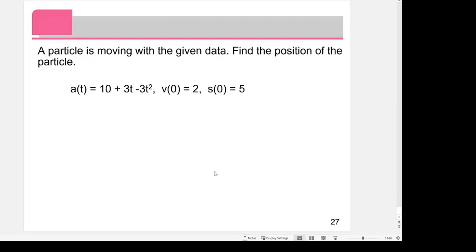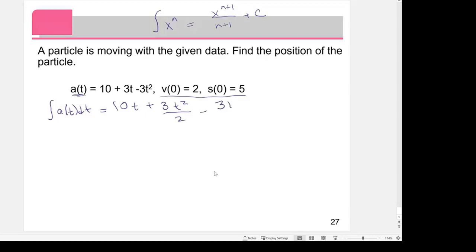A particle is moving with the given acceleration. Find the position. So we're starting with acceleration and we're given some things. I'm going to start with acceleration and I want to integrate my acceleration with respect to t. And I'm going to use the power rule. Power rule says if I have the integral of x to the n, that becomes x to the n plus 1 over n plus 1 plus c. I get 10t plus 3t squared over 2 minus 3t to the third over 3 plus c.